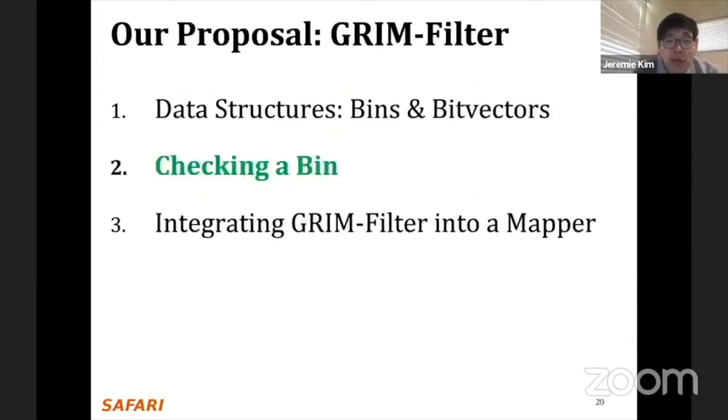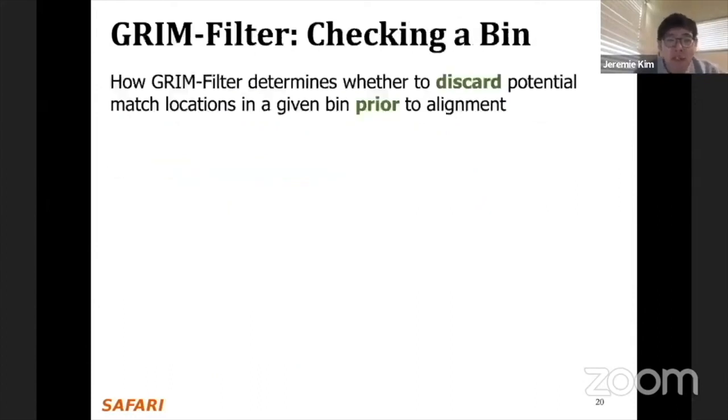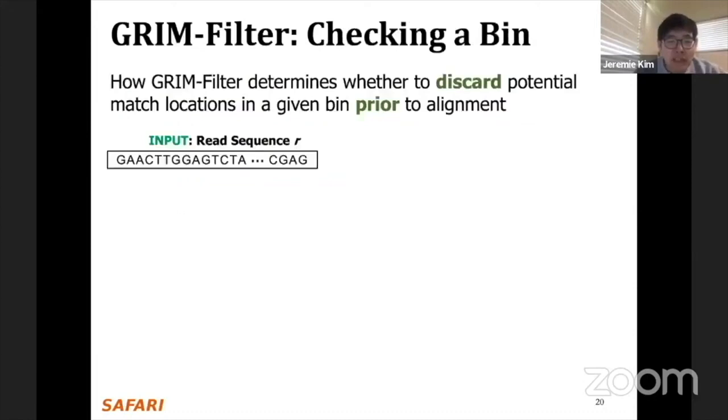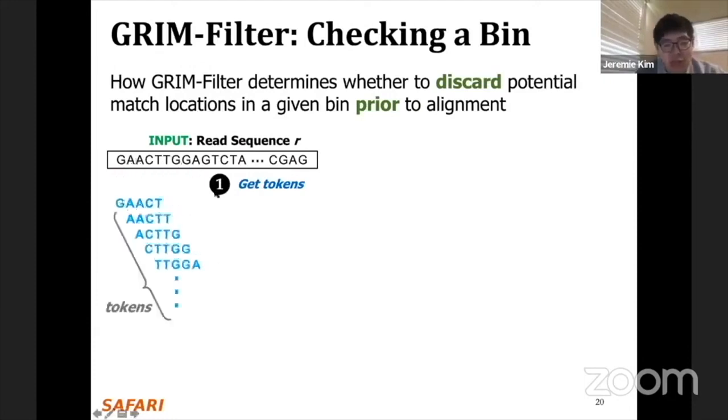So now let's talk about how we would go about checking a bin for existence or possible existence. We have the read sequence here, and we first try to extract all the tokens from the read sequence. So this is all the overlapping tokens here of size 5. So we see that we're just extracting them.